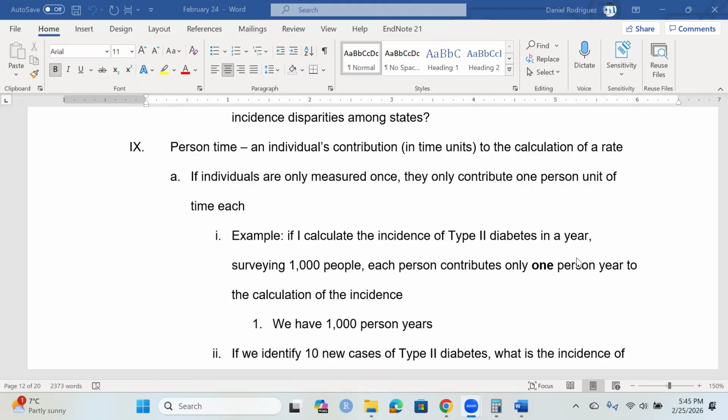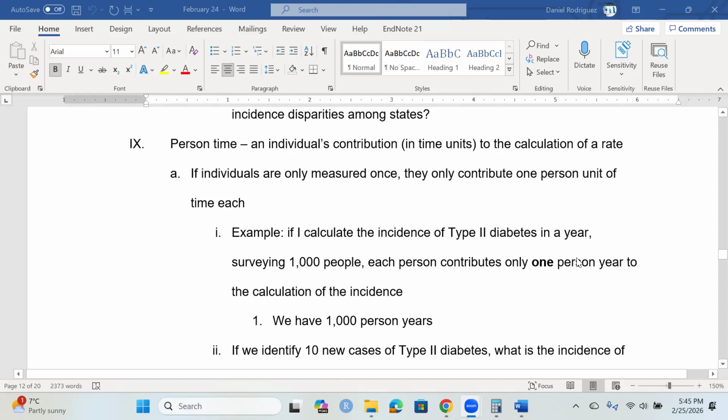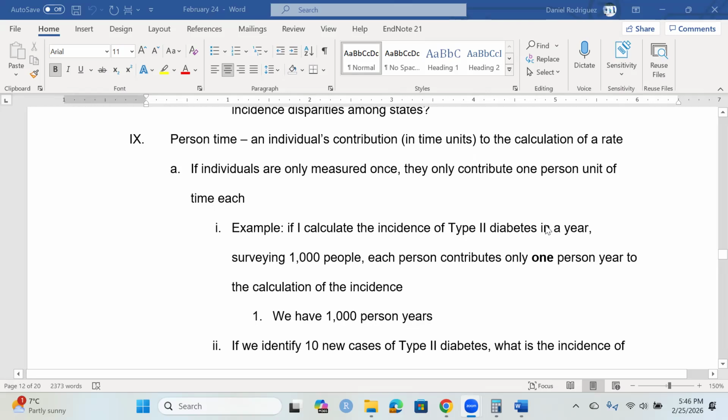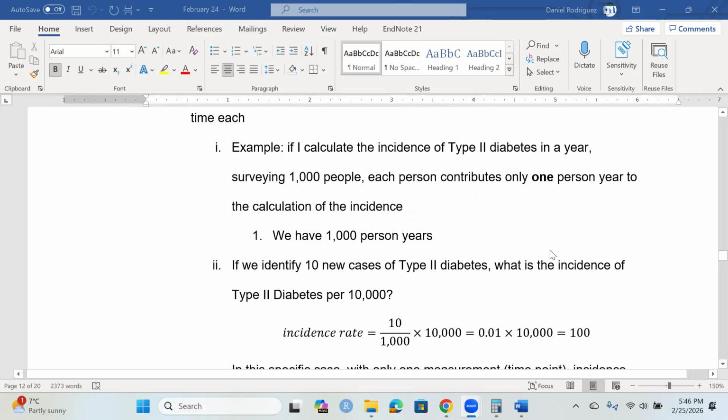So now I want to discuss person time. The interesting thing is when we're calculating a rate, say like incidence rate, and we're looking at the number of new cases, generally we think about it as we have the sample and how many individuals in that sample came down with the condition. Now, if we do that at one time point, that's pretty simple. We can just divide the number of new cases by the total number of individuals exposed, and then we get this incidence rate.